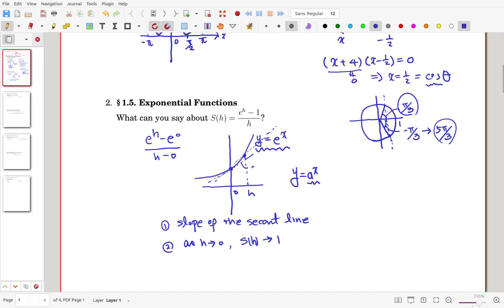That is the slope 1. e is chosen in this way. So you can say the average slope is approaching the slope of the tangent line, but we know that the slope of the tangent line is 1, so you can say as h goes to 0, (e^h - 1)/h approaches 1.